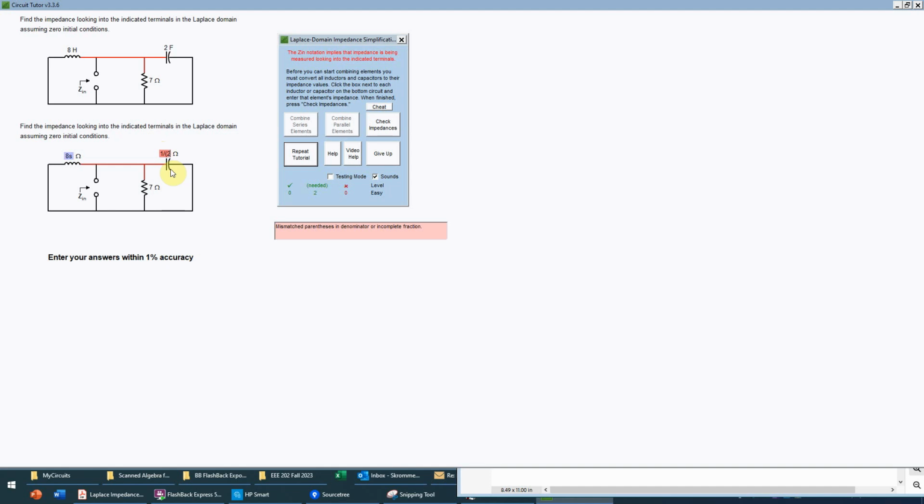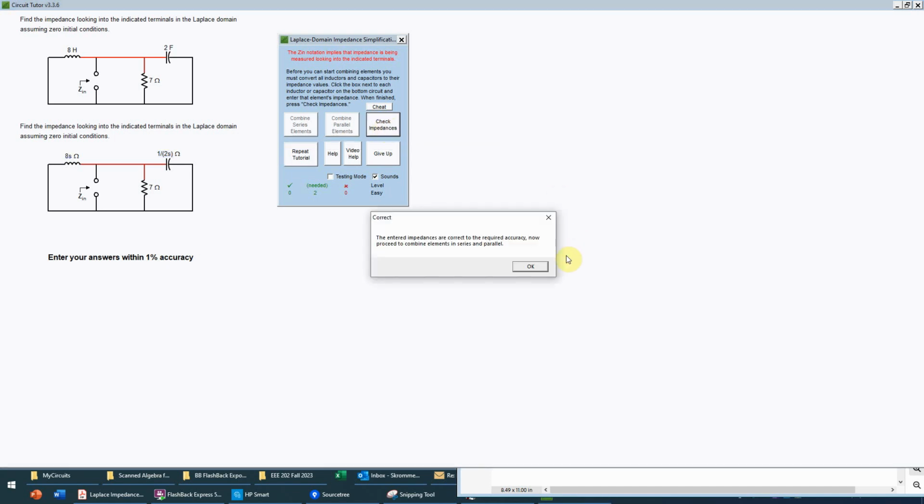So it's very important, just as when you're using a calculator or any other calculating device, to follow the standard rules for order of operations, including, of course, the variable S. So that is the impedance there. And now we'll just click check impedances to see if that's correct or not. And it is.